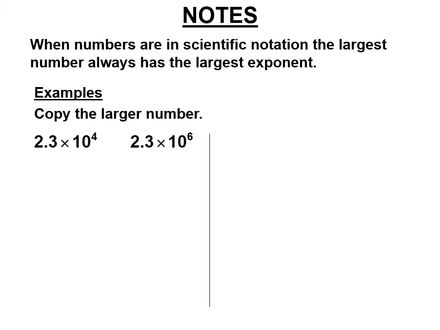All right, so now we're going to see which one of those is larger. Now you could sit there and change them to regular numbers. Absolutely could do it that way, but there's a shortcut. When they're in scientific notation, the bigger number has the bigger exponent. So which one's bigger? 6 is bigger than 4. That's the bigger number, the larger number.